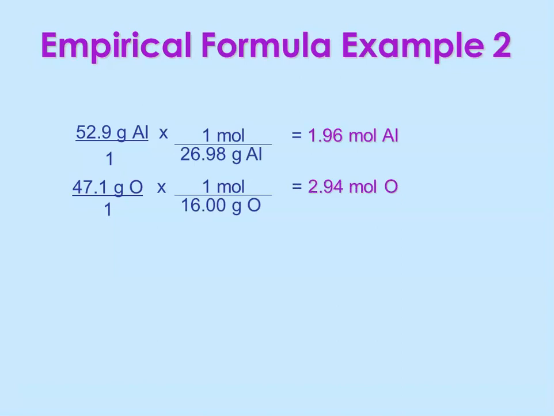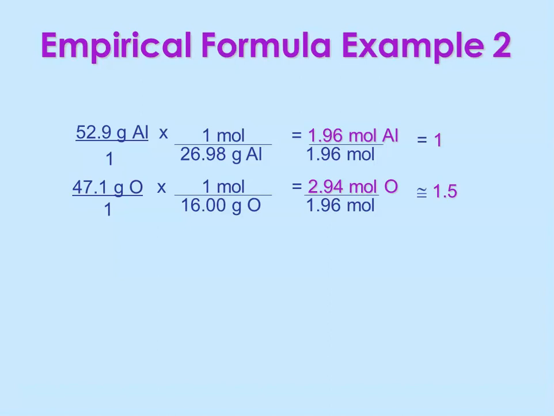The one that has the smallest number of moles is the one that I use to set up my ratios, the 1.96. Aluminum's ratio is obviously going to be 1, and oxygen's is actually more close to 1.5 than it is to 1 or 2. You can't round off fractions once you get to the ratios because what this is telling me is that for every 1 aluminum that's present in my formula, I need roughly 1.5 oxygens.